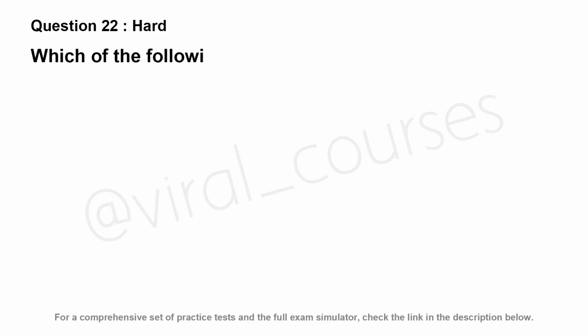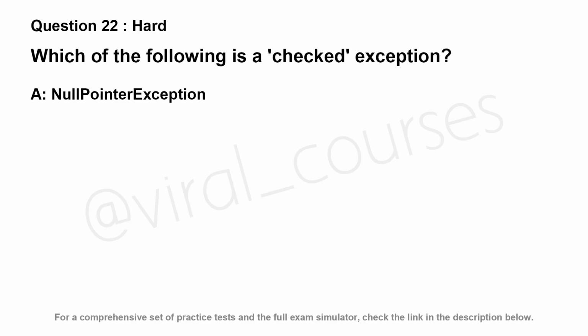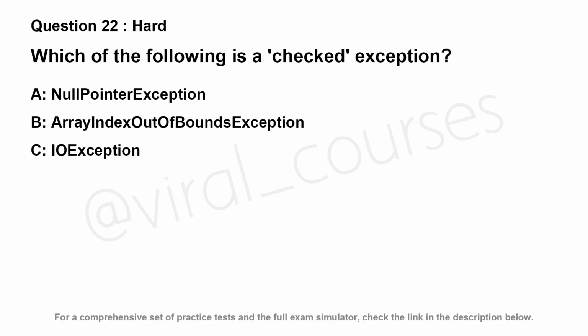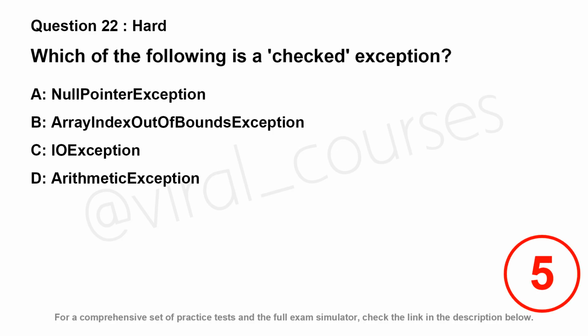Which of the following is a checked exception? Option A, null pointer exception. Option B, array index out of bounds exception. Option C, IO exception. Option D, arithmetic exception.